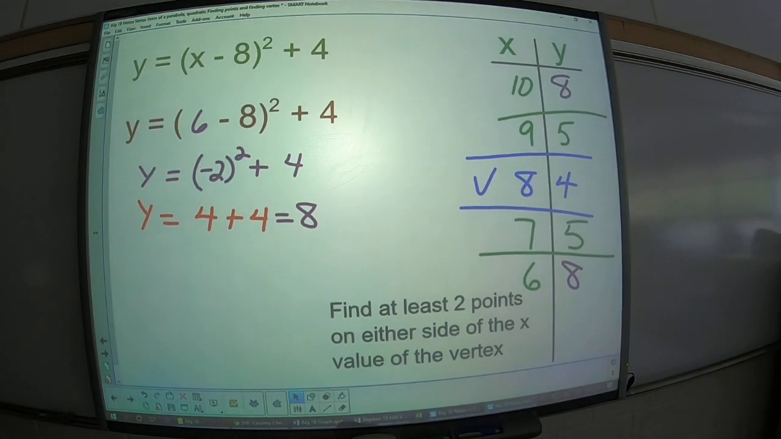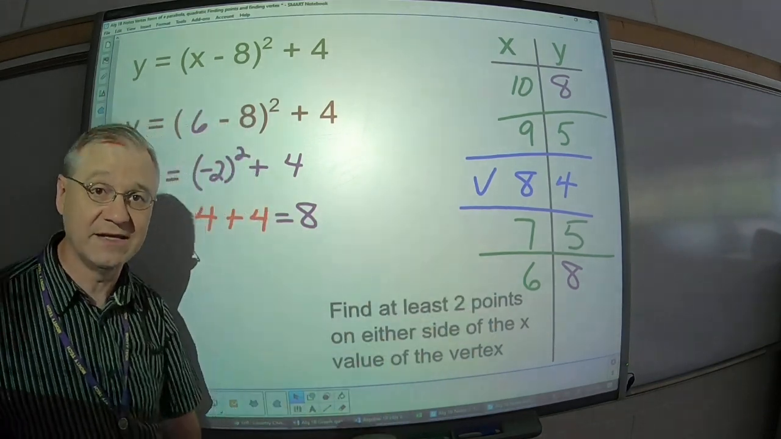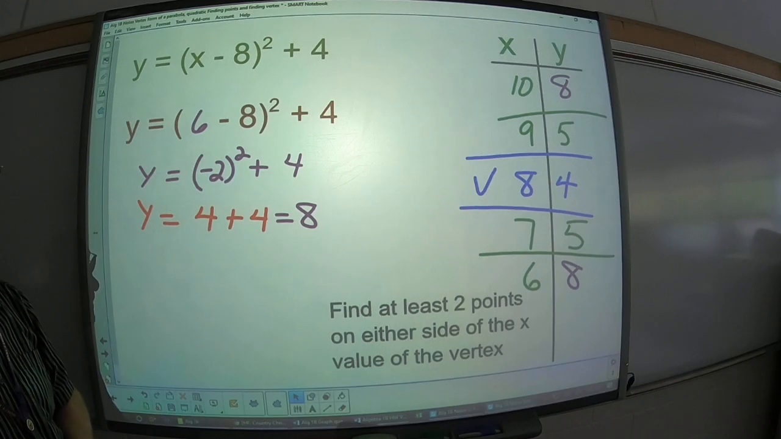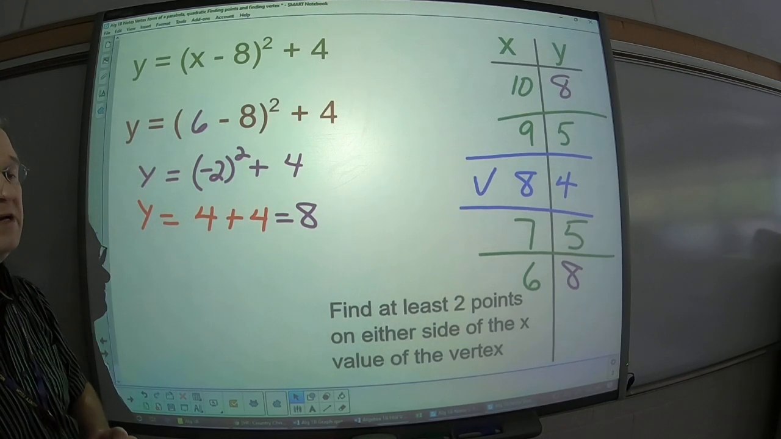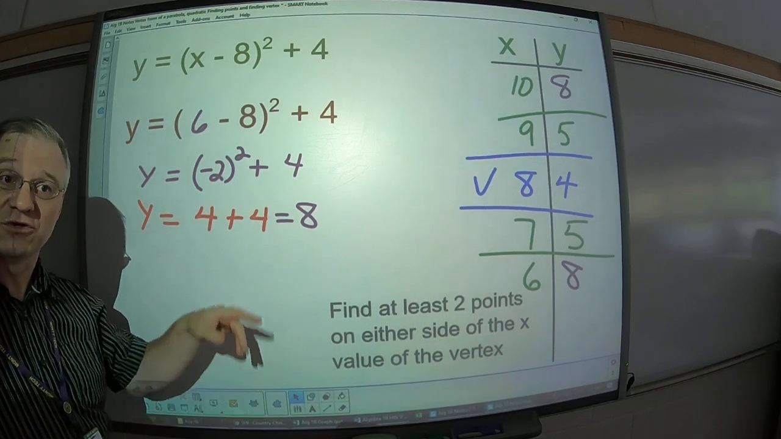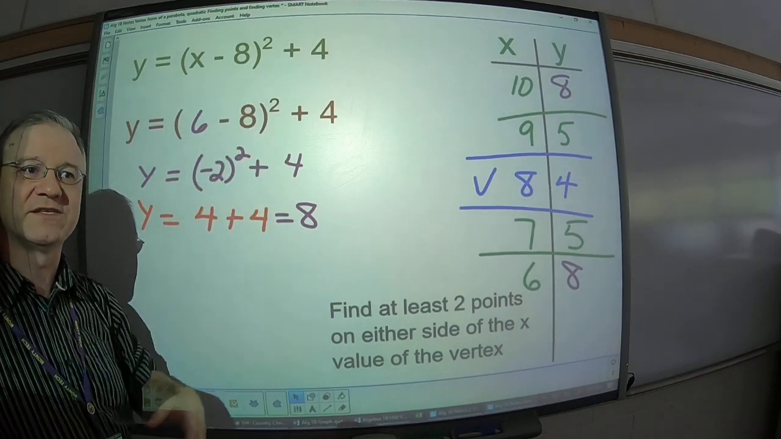What do you think? Now I've got my vertex and 2 points on either side of it. That's 5 points, and that's what I want to see a minimum of anytime we graph a parabola: 5 points, the vertex and 2 on either side. Sometimes there's way more than enough points that you could put there.